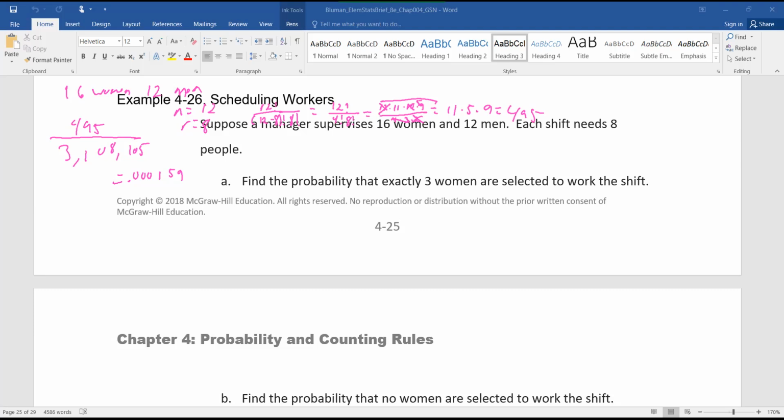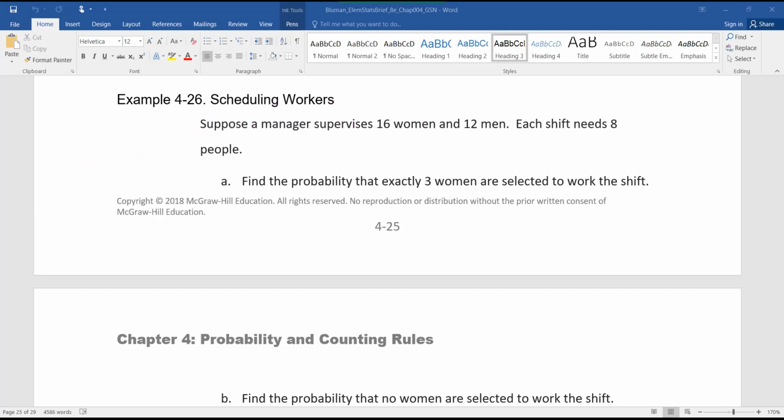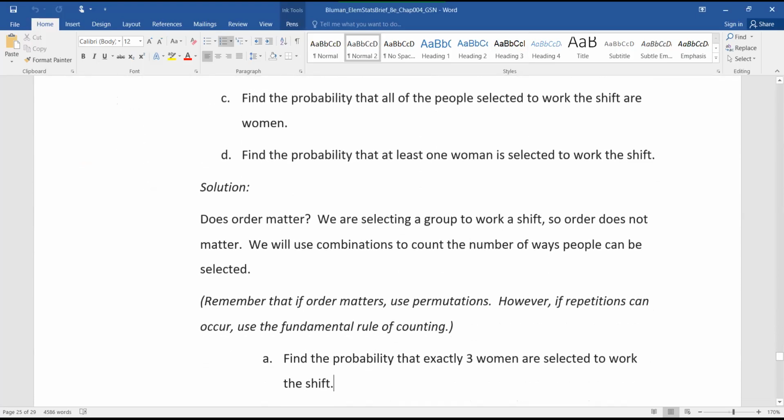All right. Let's look at part C. Grant, all of these answers are already in your book. I just wanted to work it out with you. All right, so let me see if I can write these numbers down correctly this time. How many men were there? 12? 12 men, 16 women. All right, so now I want to find the probability that all the people selected to work the shift are women. All right, so the bottom number still won't change.